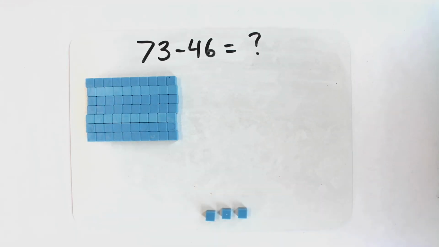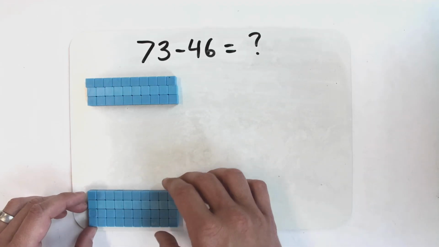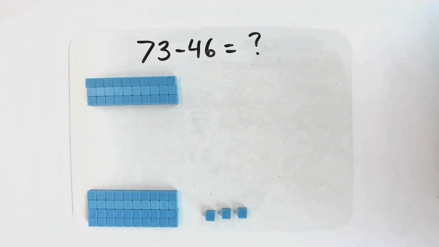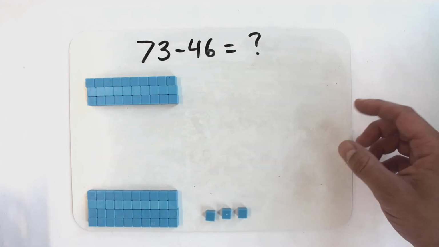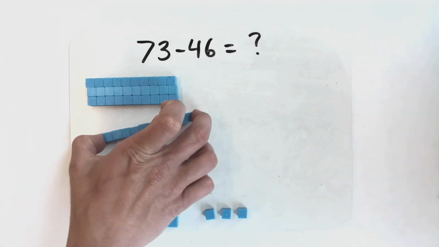So I've subtracted 3. Now I'm going to subtract 40, right? Just do 70 minus 40. So that gets me down to 30. I still am going to have to regroup here because I've only taken away 3 1s and need to take away 6 1s, right?